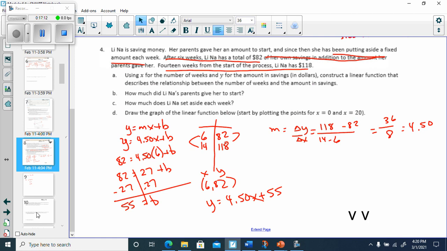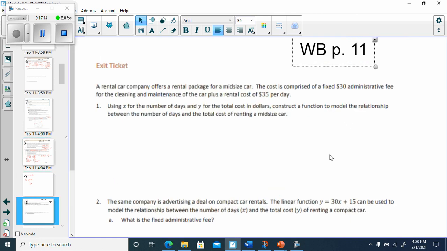And then finally, this is on page 11. A rental car offers a rental package for a mid-sized car. The cost is comprised of a fixed $30 administrative fee for cleaning and maintenance, and then $35 per day. Let's write the linear equation. Y is equal to mx plus b. Our m is 35, that's our rate of change, times the number of days plus your $30 administrative fee.